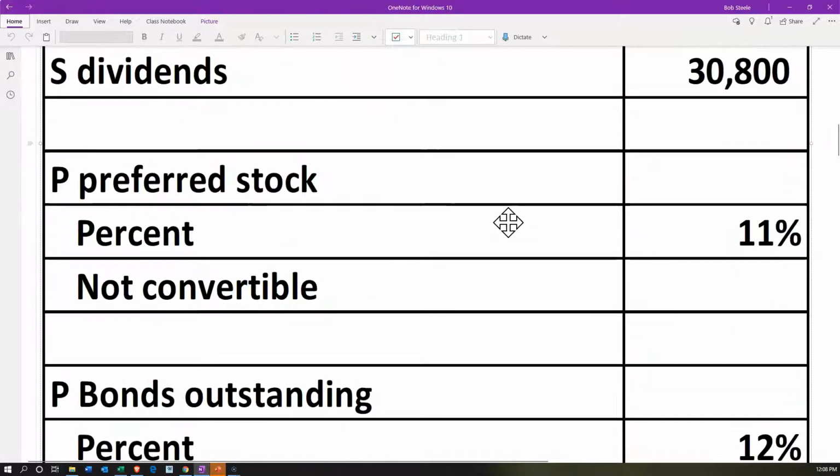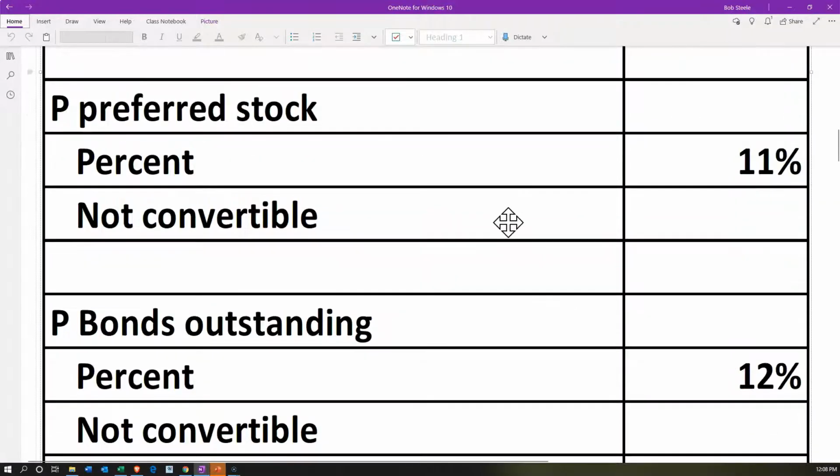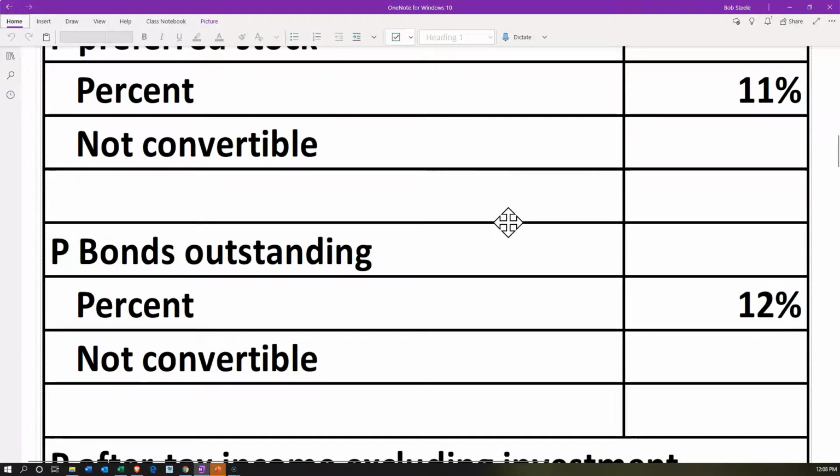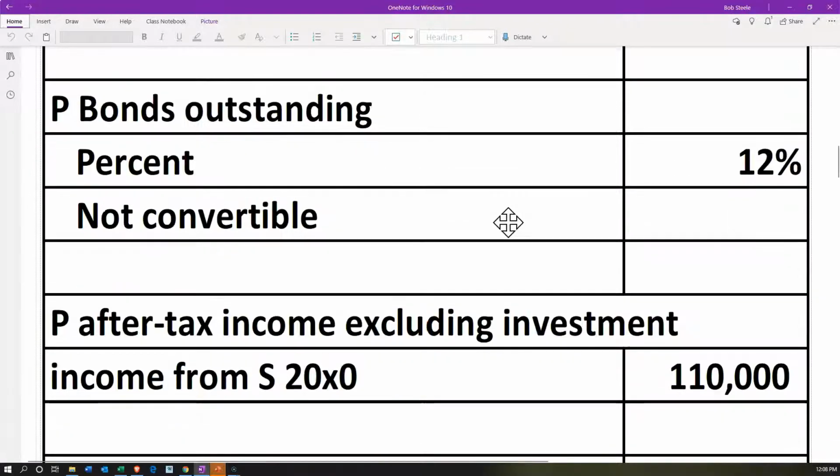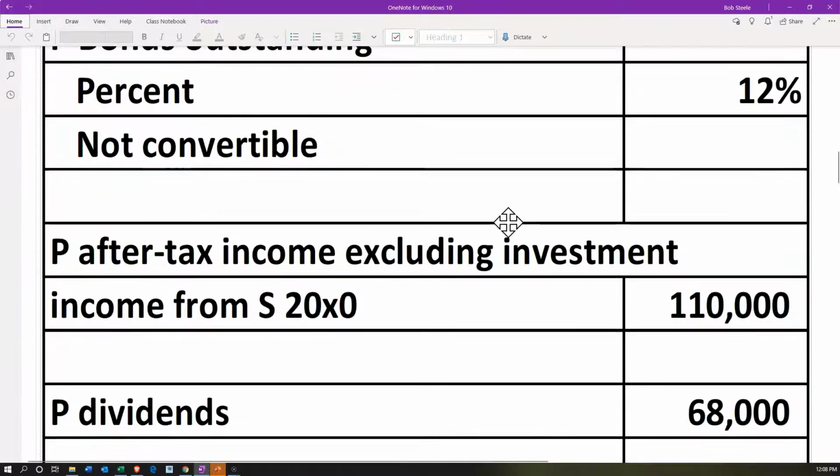Then we have the P preferred stock. The parent also has preferred stock. The percent 11%. These are not convertible preferred stock. The parent also has bonds outstanding, and we will see the amount of the bonds when we get to the trial balances. The percent, 12%, these also not convertible for the parent.